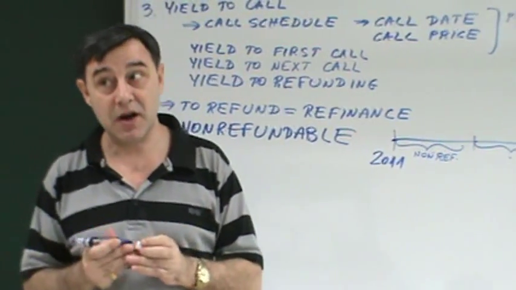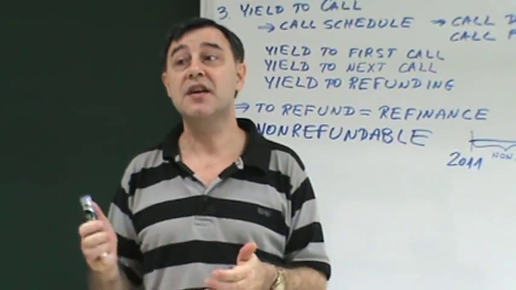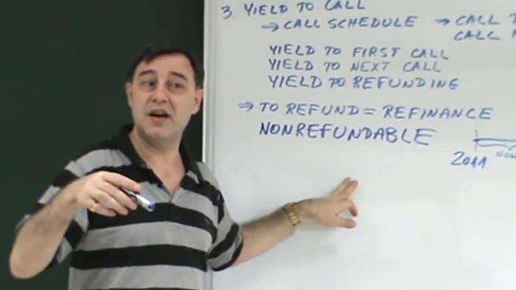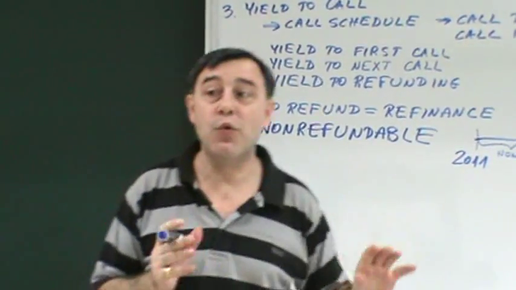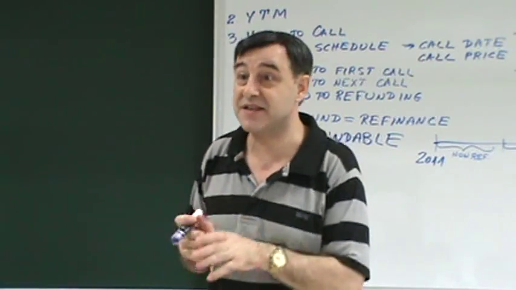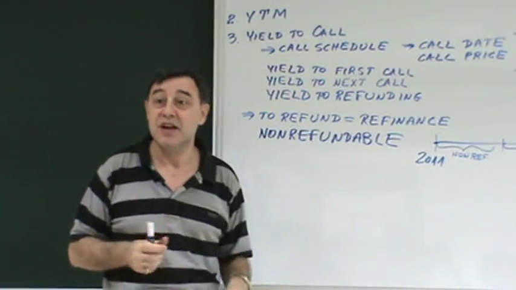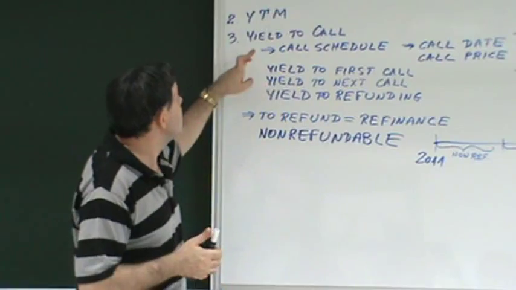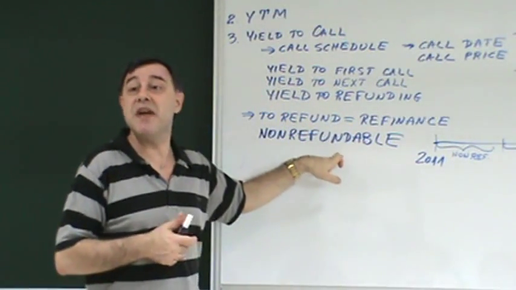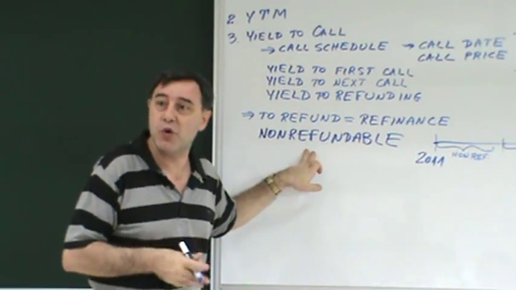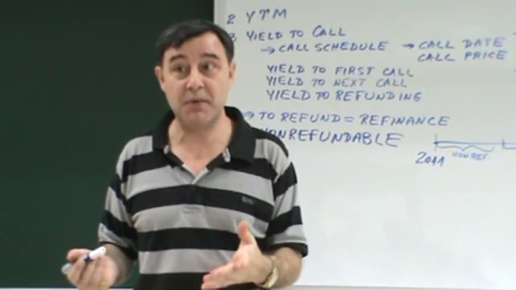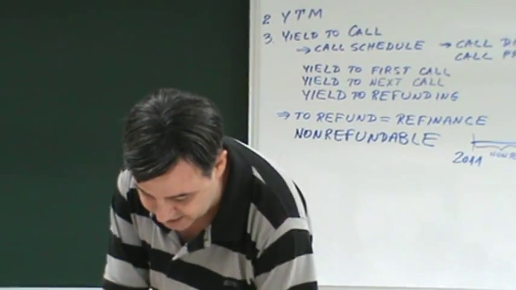So when you're buying bonds, you have to be extremely careful. And that's what I was explaining previous hour. That's what makes fixed income investing and bond investing so complex. You may have yields, you may have yield to call, to first call, to next call, to refunding, it may be non-refundable for a while and then become refundable. It may be puttable, okay? And that's where it is.